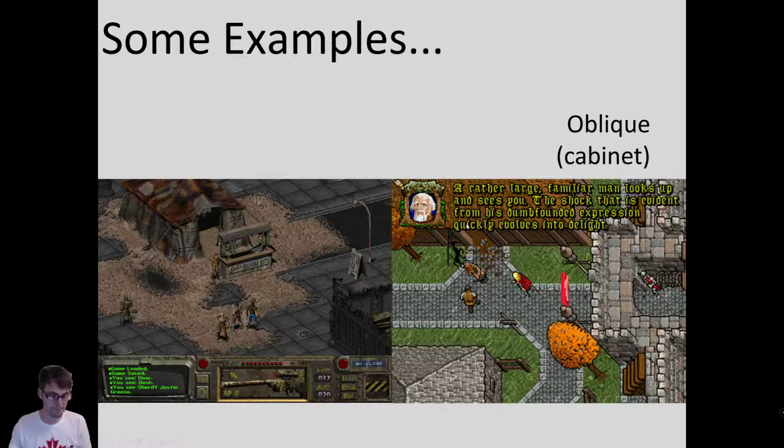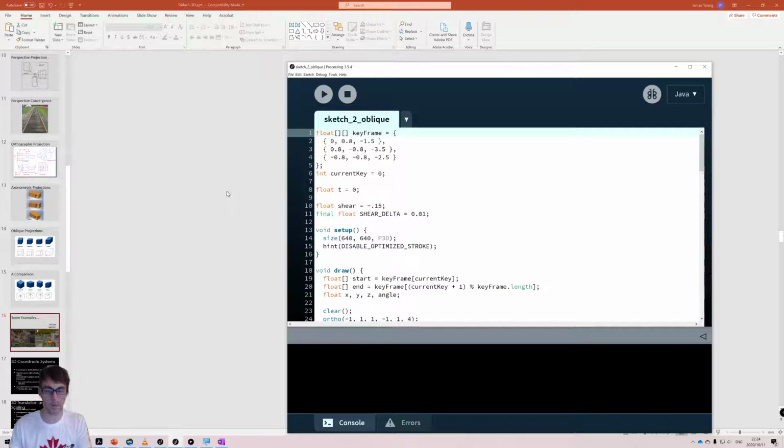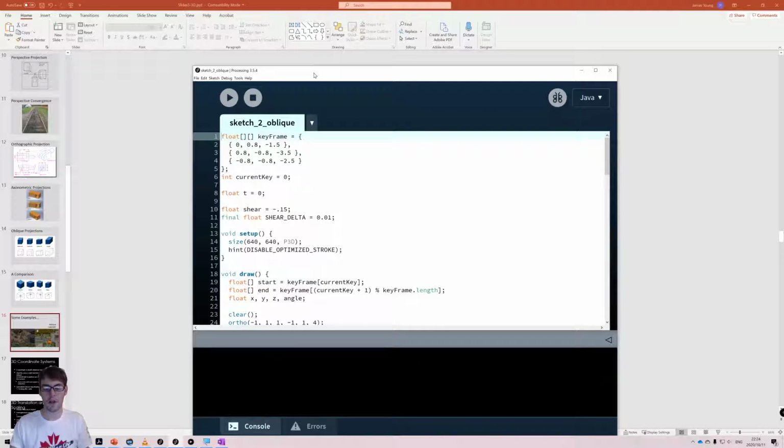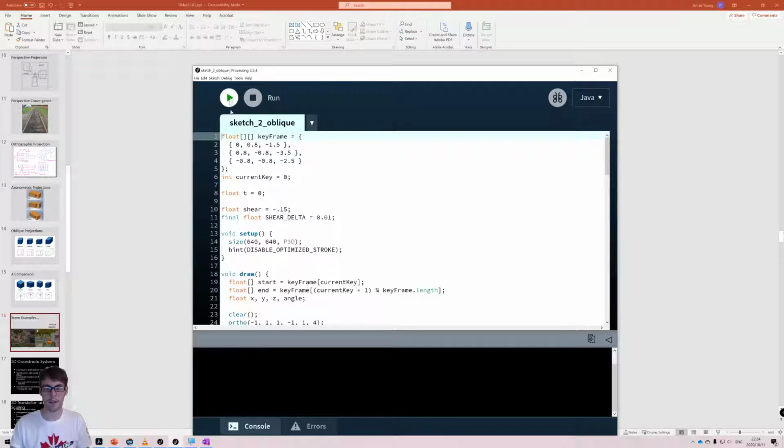So that's that. So I'm going to go back to the... I want to do a sketch, actually. A demo. That's what I was going to do. So this is an example of a... Come on. Did I hit the key? This is an example of oblique, what oblique looks like.